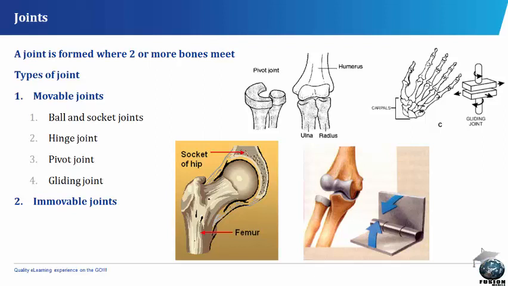3. The pivot joint. This joint allows movement such as nodding. Example: the joined region of atlas and axis, where one bone moves round another.